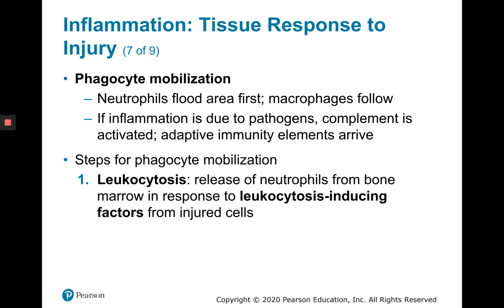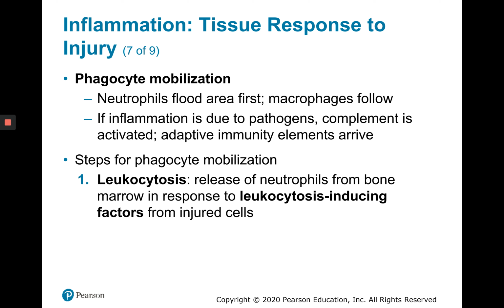Now, the thing we haven't talked about that also occurs because of our chemical alarm that has been pulled is phagocyte mobilization. Phagocyte mobilization is essentially leukocytosis. The leukocytosis will be followed by a couple of other steps. Phagocyte mobilization usually mobilizes neutrophils first, then macrophages. So neutrophils flood the area first, macrophages follow. And if inflammation is due to pathogens, complement will be activated. Complement helps link the innate and the adaptive systems together. So adaptive immunity elements generally arrive after complement has been activated, but there will be a delay.